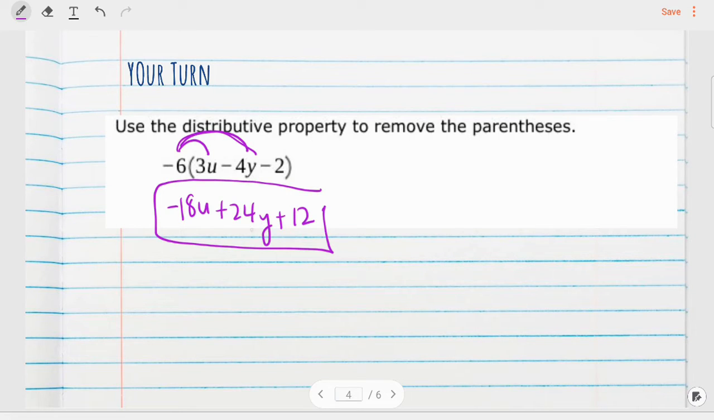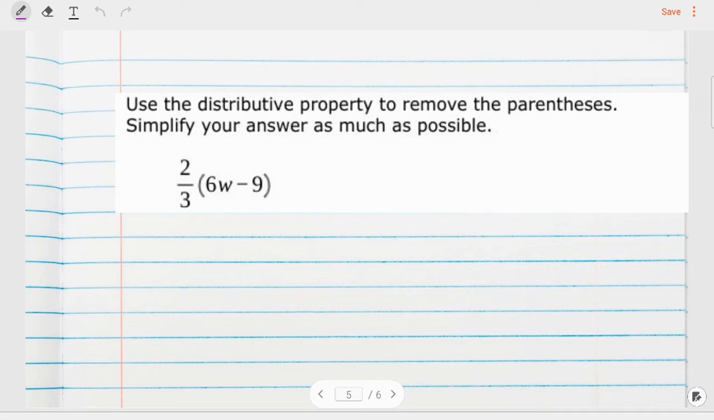Now you might say, why don't I combine any of the numbers that are left? Notice that they are unlike terms. This term right here has a u, this term has a y, and this term doesn't have anything. So these are not alike, they don't have the same variable, and I'm going to leave them separate. Okay, let's practice this distributive property, but what do we do when we have a fraction on the outside?